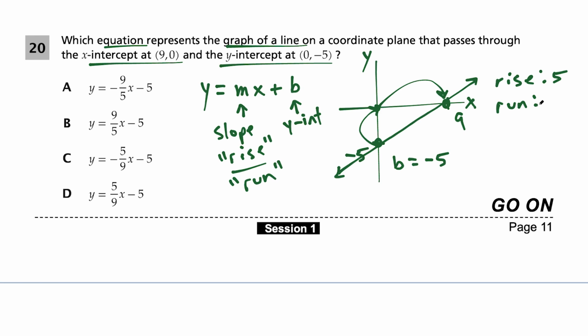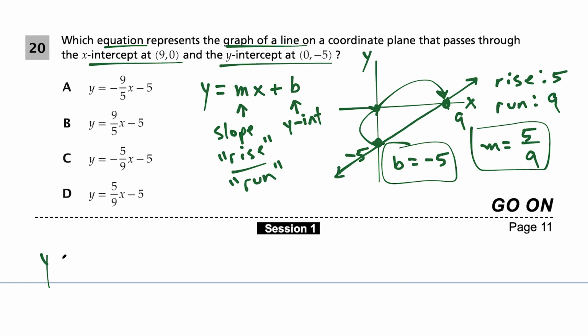So my run is going to be 9 units going to the right like this. So then my slope is just going to be 5 over 9. Now I have both pieces for my line. Just plugging into the formula, y equals m, which would be 5/9, and then we tack on the x, and then plus b, which is -5. So we're looking for 5/9 x minus 5, which would be choice D.